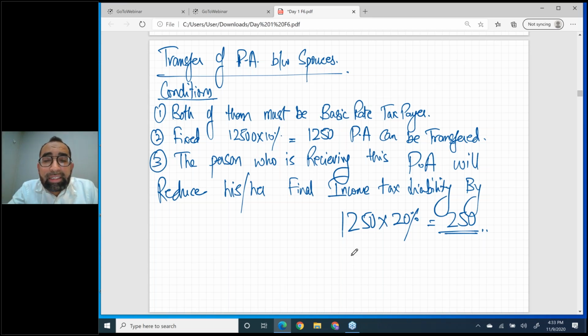The person who is receiving this personal allowance, for example, the wife has transferred 1250 personal allowance to the husband. Listen, the husband is the person who is receiving the personal allowance. He cannot increase his personal allowance. He can only reduce his final tax liability by 1250 times 20%, that is 250, right?